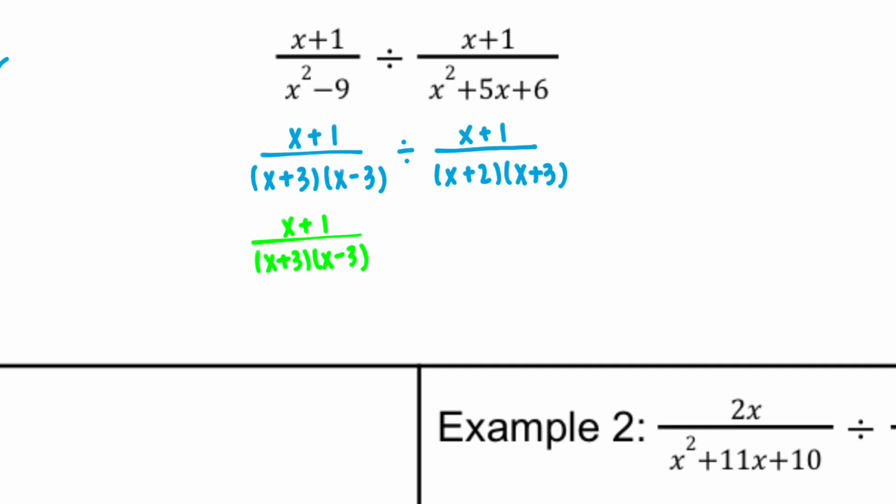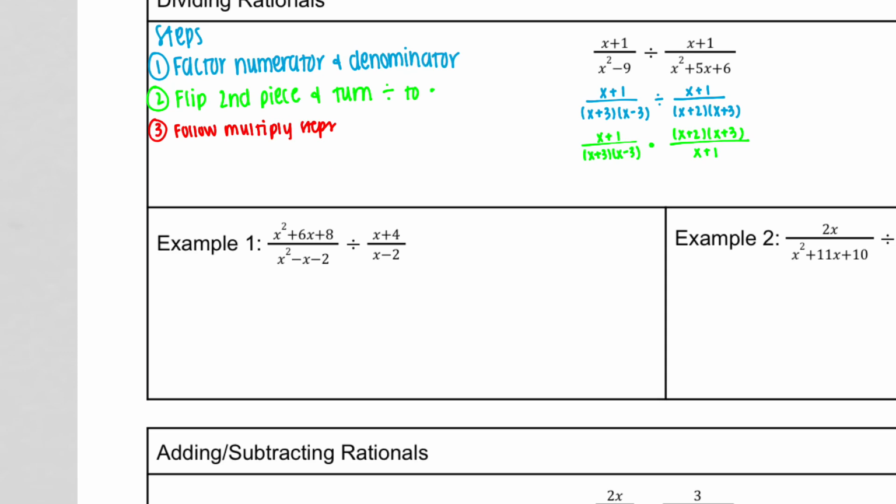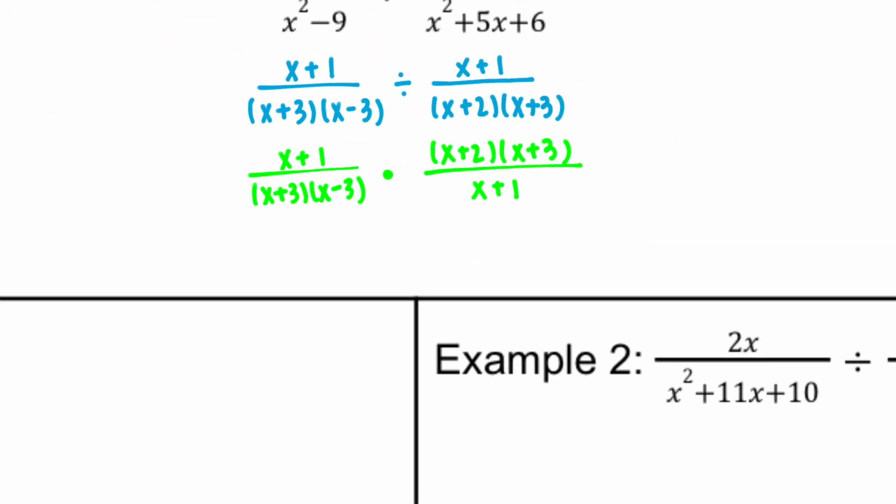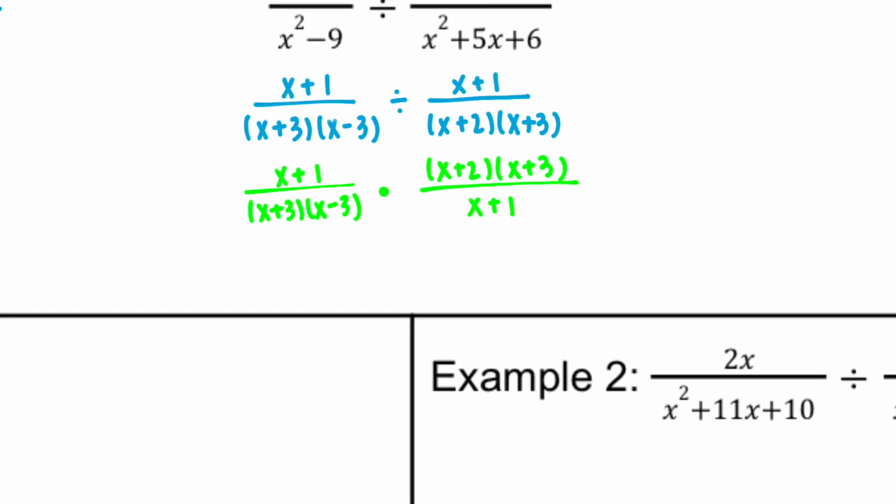But my second piece, I now have x plus 2 times x plus 3 on top and that x plus 1 on the bottom. And I've taken that division sign, and now it's a multiplication problem just like we did before. So step 3 is actually a couple different steps. It's just following the multiplying steps, which we've already done. So at this point, when we were multiplying, we're looking for factors that repeated in the top and the bottom.